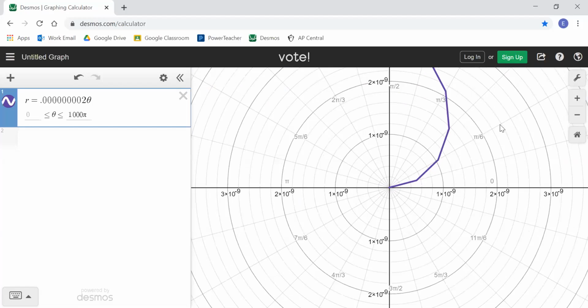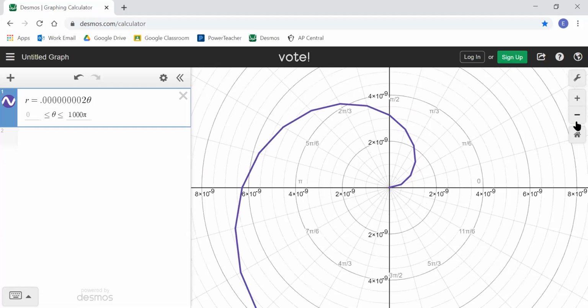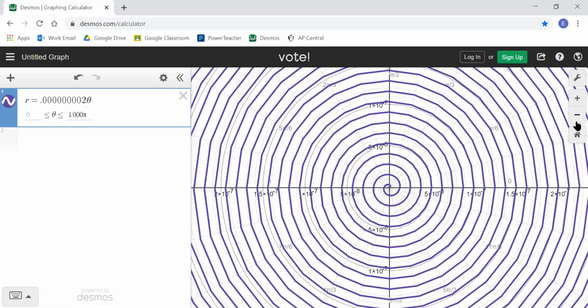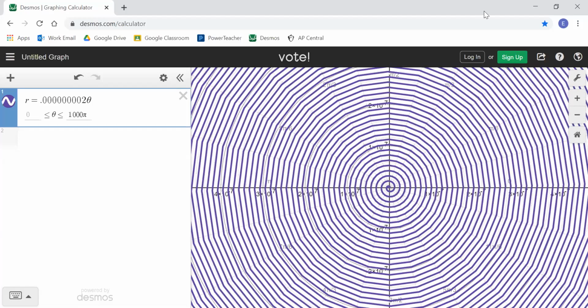Good? Not good? Anybody else have anything they want me to play with here with the Desmos? Just for fun. Yeah, that's right, Derek. No acid trip.